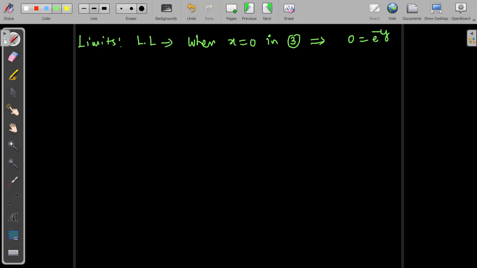How will you get the y value? So 0 equal to e power minus y. How do you solve it? A very simple idea: this 0 can be written as e power minus infinity, because we know that e power minus infinity is 0. So replacing 0 with e power minus infinity, the bases are equal on both sides, so we can make the powers the same. So minus y, which means y equal to infinity.